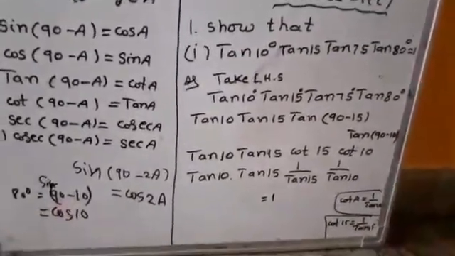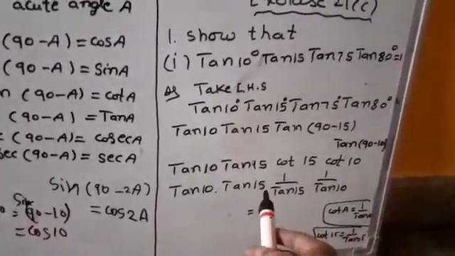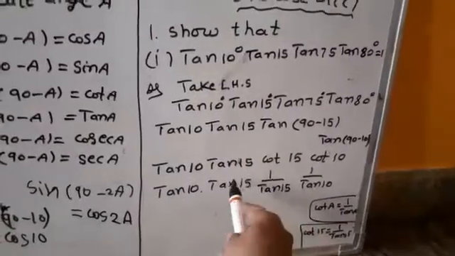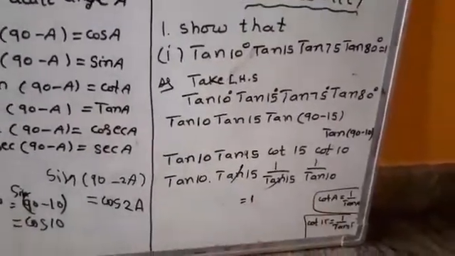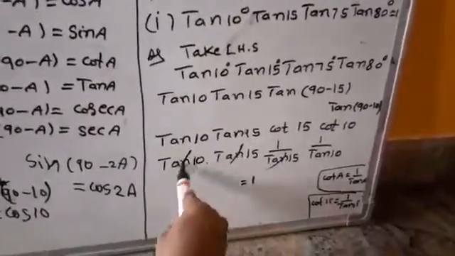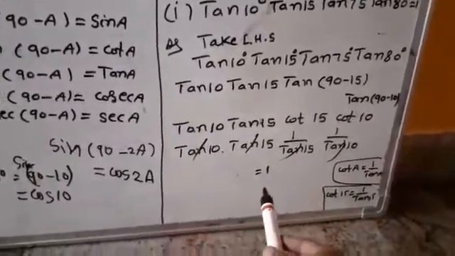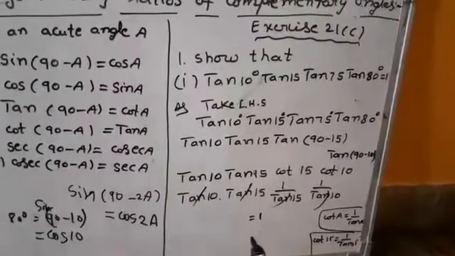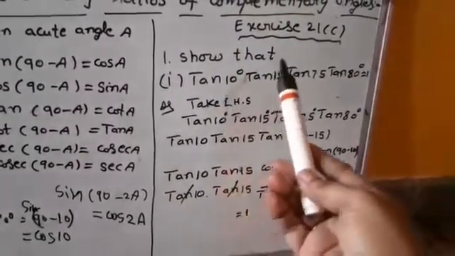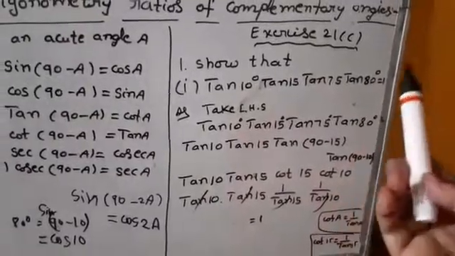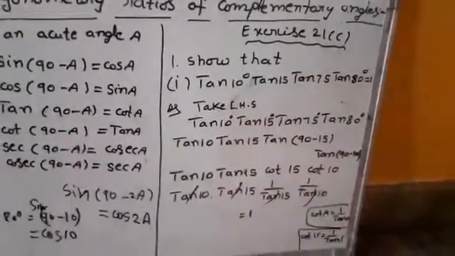Next, tan 10 into tan 15 into 1 by tan 15 into 1 by tan 10. Tan 15 and tan 15 cancel. Here also tan 10 and tan 10 cancel. Remaining is 1 into 1, which is 1. 1 is the answer, so we proved it: tan 10 degrees into tan 15 degrees into tan 75 degrees into tan 80 degrees equals 1.